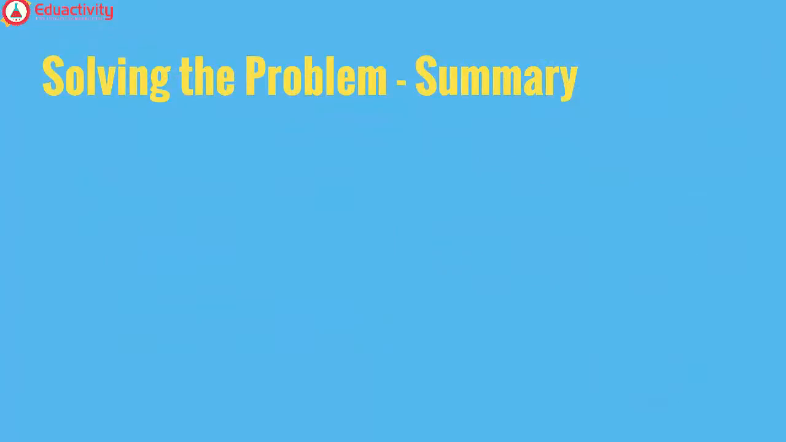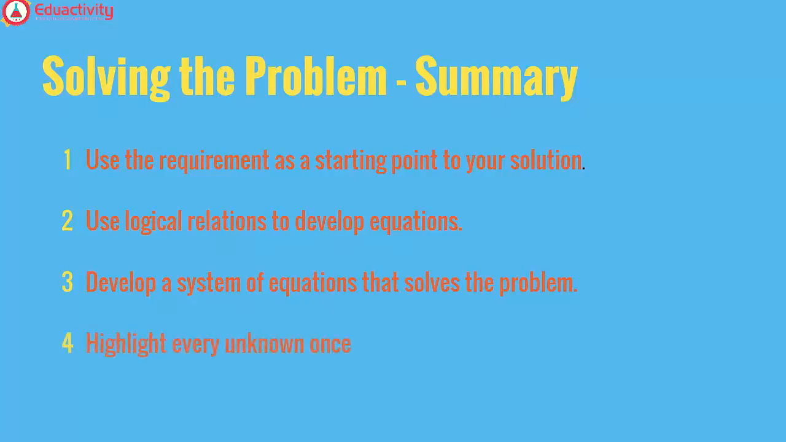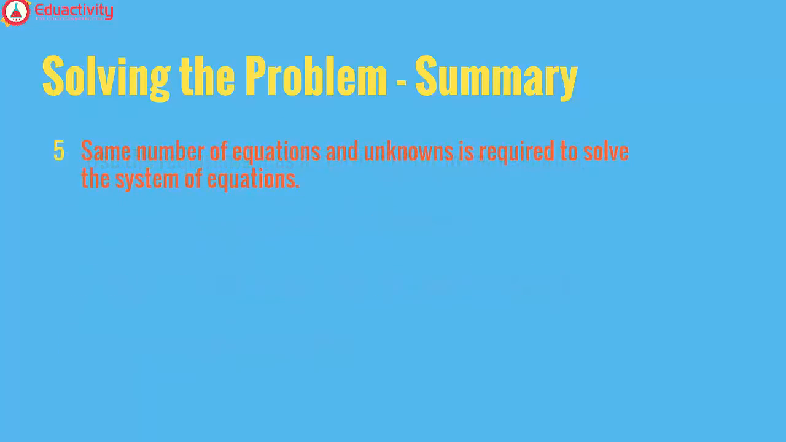Developing a solution is the final step in the process of solving a word problem. The key points are: use the requirement as a starting point to your solution. Use logical relations to develop equations. Develop a system of equations that solves the problem. Highlight every unknown once. And finally, the same number of equations and unknowns is required to solve the system of equations.